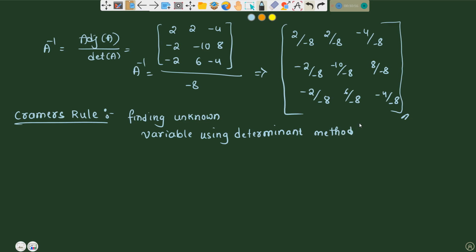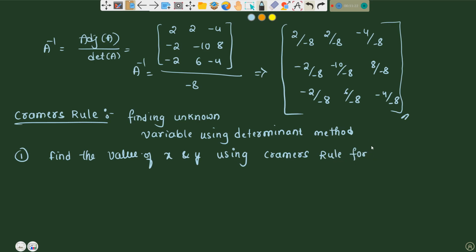So let me quickly take a problem so that you can understand that. The problem will be: find the value of x and y using Cramer's rule from the given equations.